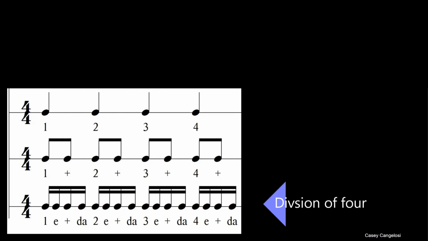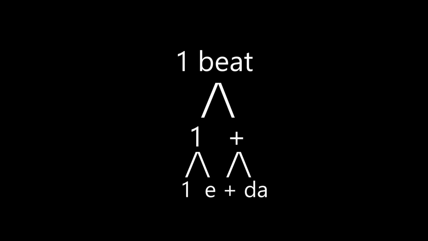I have 16th notes and 8th notes here. This is not always the case. 8th notes are not always counted this way. 16th notes are not always counted this way. It is just a matter of when a beat is divided into 2, you go into ands. When a beat is divided into 4, you go into e-and-a.